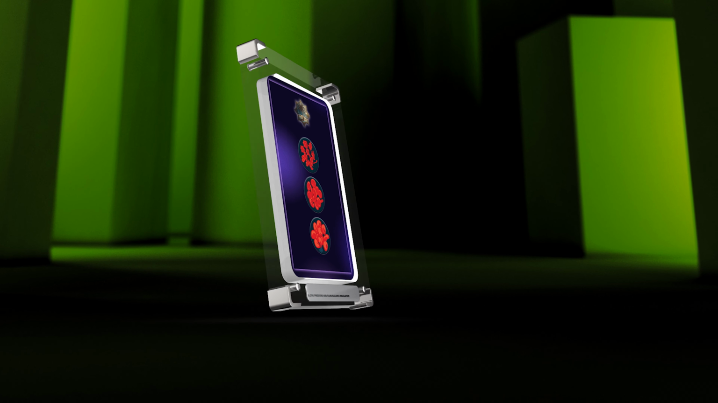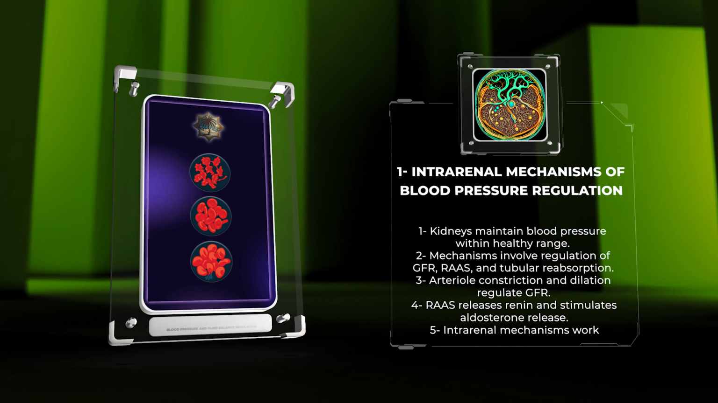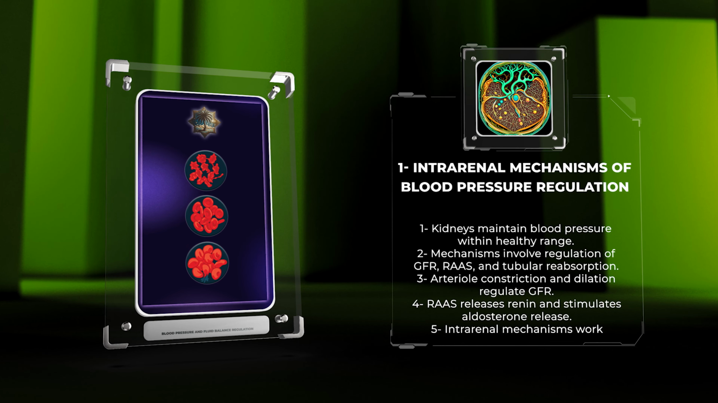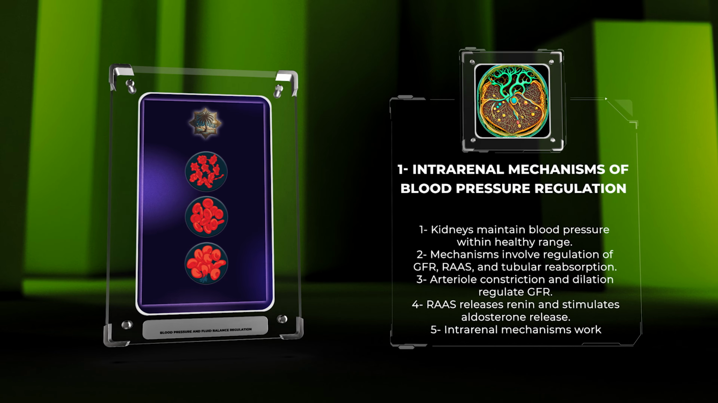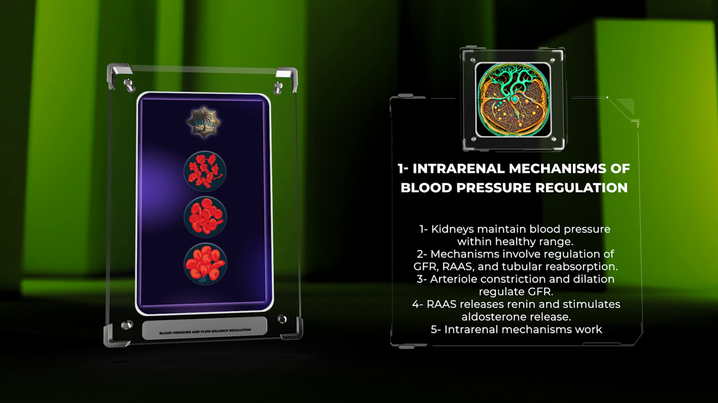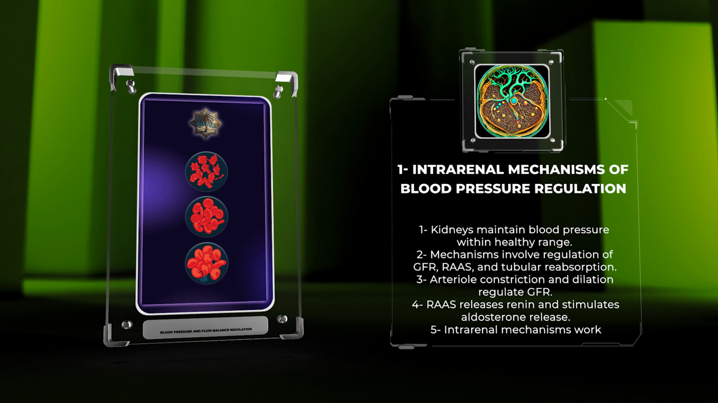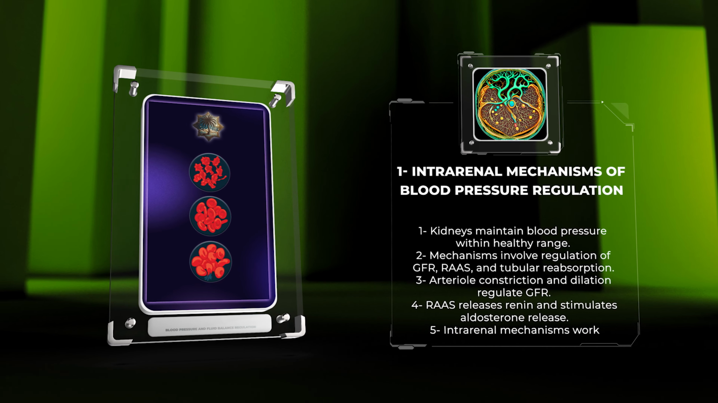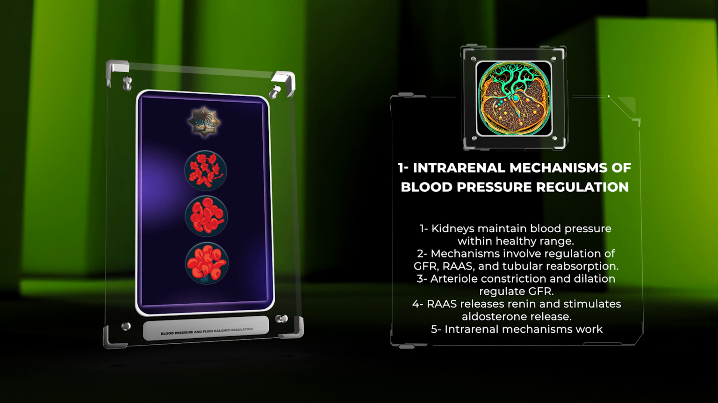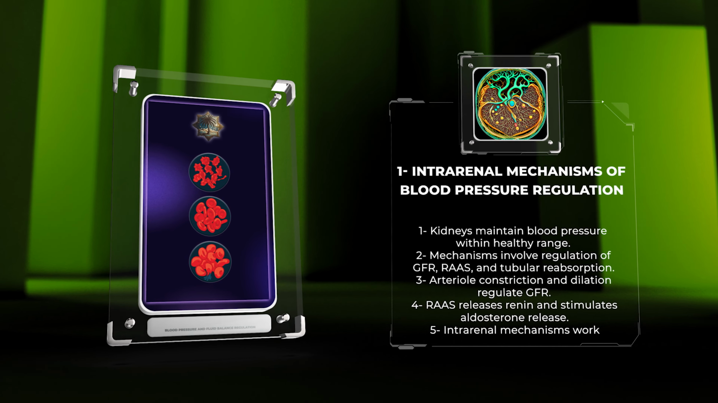In order to maintain blood pressure within a healthy range, the kidneys employ a variety of mechanisms. These mechanisms involve the regulation of glomerular filtration rate, GFR, the renin-angiotensin-aldosterone system, RAAS, and tubular reabsorption. The constriction and dilation of arterioles, controlled by substances like prostaglandins and nitric oxide, regulate the GFR. The RAAS, in response to reduced renal perfusion pressure, releases renin, which converts angiotensinogen to angiotensin I. Angiotensin II, a vasoconstrictor, stimulates aldosterone release, leading to increased sodium reabsorption and water retention. These intrarenal mechanisms work together to regulate blood pressure and maintain balance.